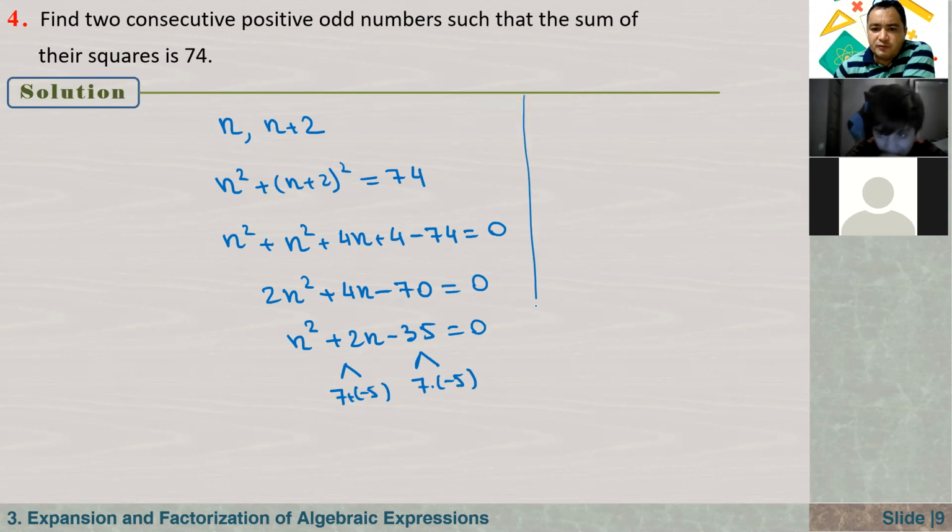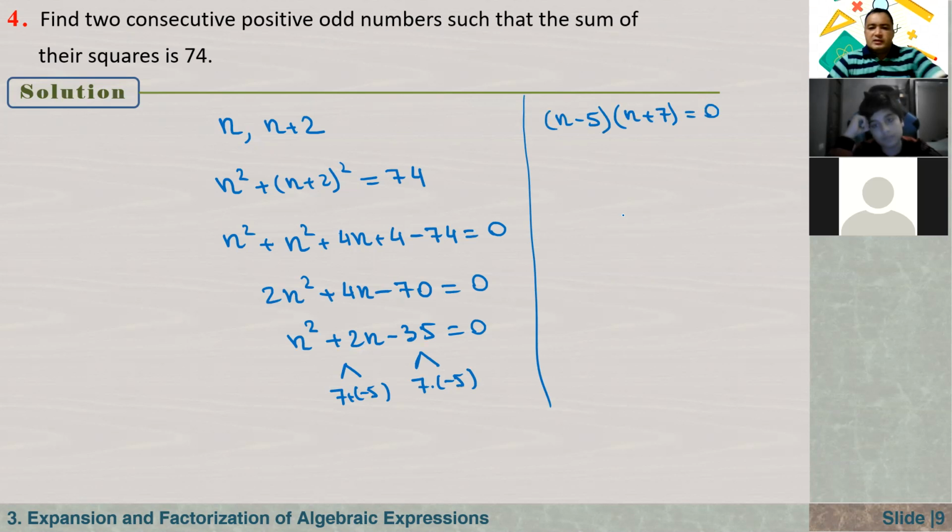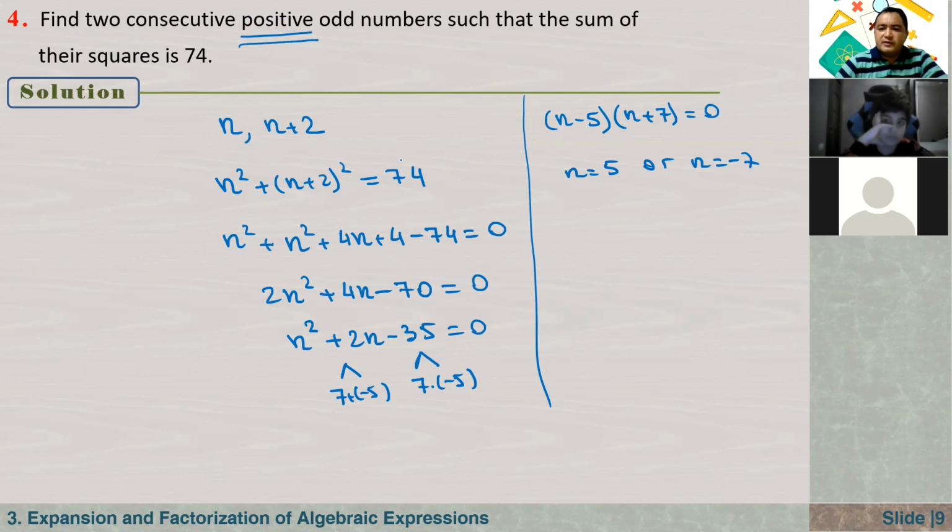So let me continue from here. We can factorize it as (n minus 5) times (n plus 7). On the right-hand side, we have 0. So here we have n equals 5 or n equals negative 7. In the question, it says positive, and that's why n should be equal to 5. So this answer, negative 7, is rejected.